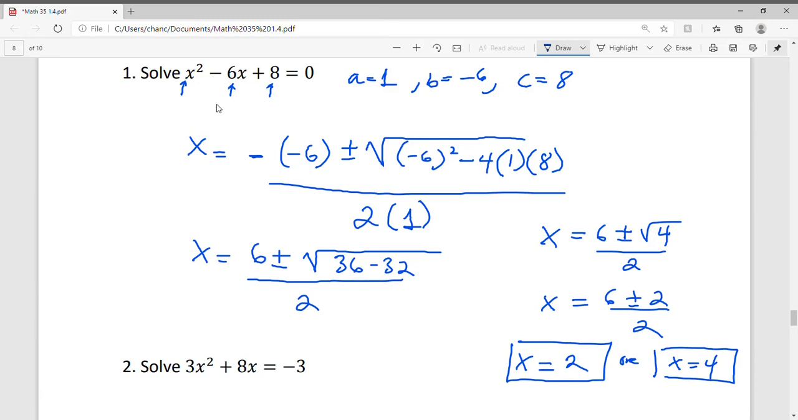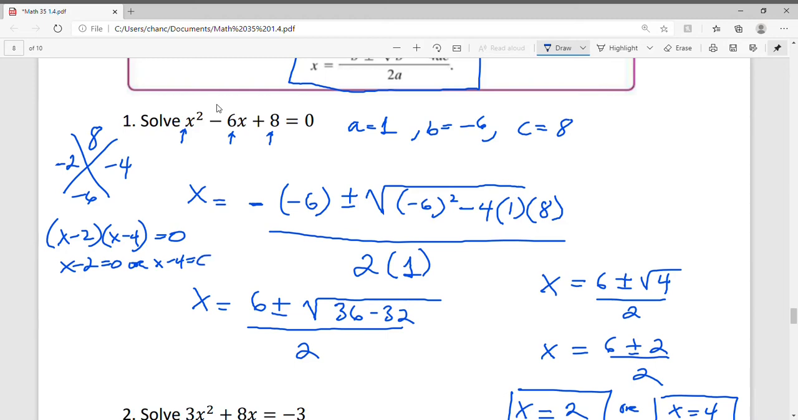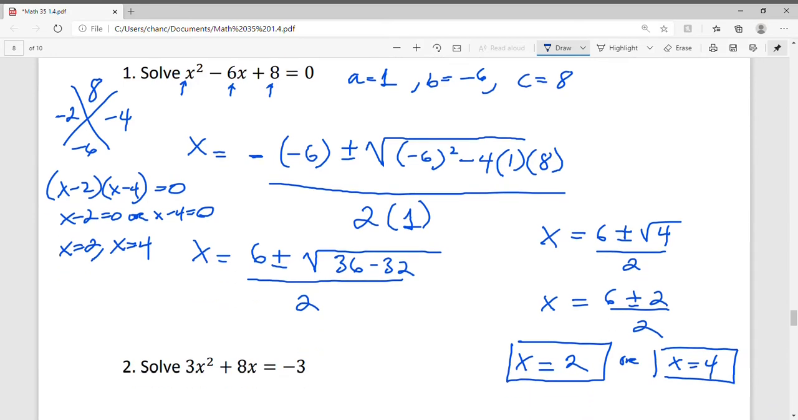Now, I want you to be careful. Don't always use the quadratic formula. That's your last option. In my opinion, you should always try to factor first. So if I look at this question, I could have just said, hey, this factors as negative 2 and negative 4. Set both of these equal to 0. X minus 2 equals 0. X minus 4 equals 0. We have x equals 2 and x equals 4. Exactly the same answer, but we did it a lot faster by factoring.